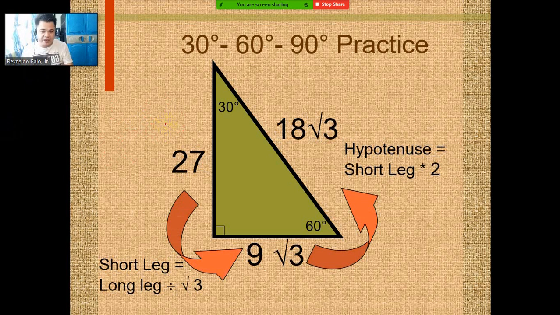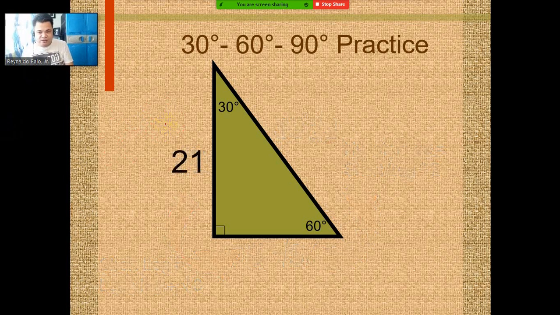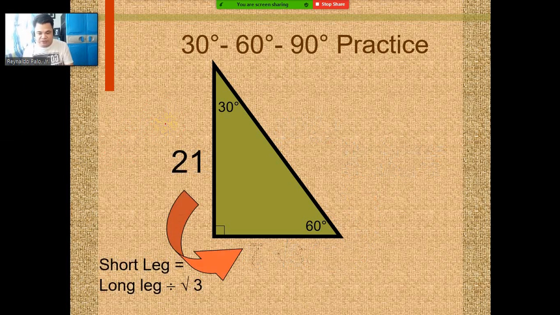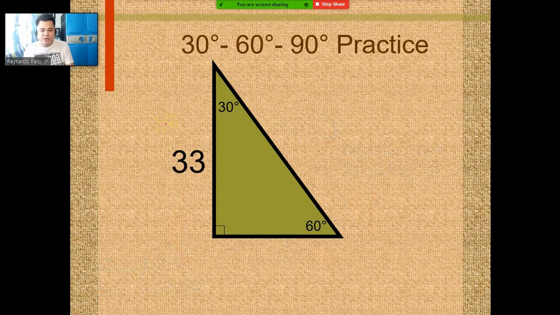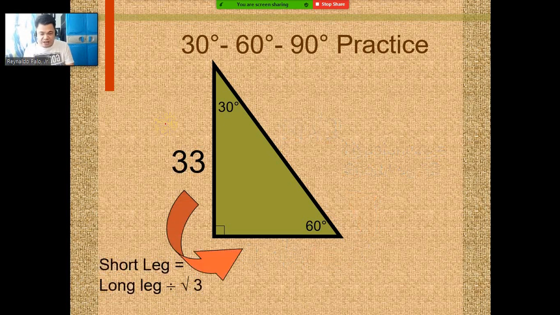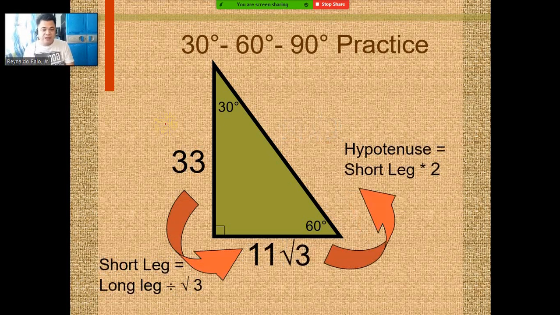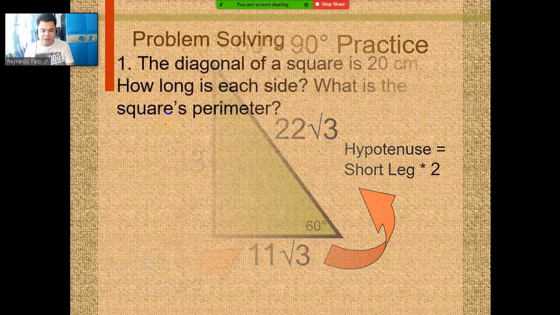Multiplied by 2. Next, 21 divided by square root of 3. 21 is divisible by 3, therefore 21 divided by 3 is 7. That is square root of 3 for the short leg. That's why it is 7 square root of 3. So 7 square root of 3 times 2 is 14 square root of 3. Then 33 divided by 3 is 11 square root of 3. Then times 2 for the hypotenuse, it is now 22 square root of 3.